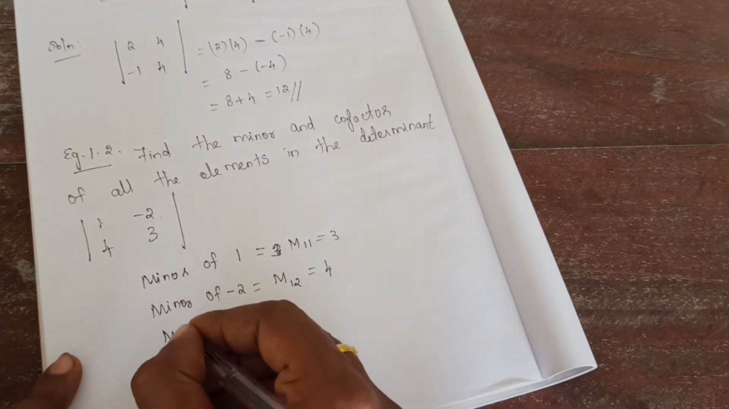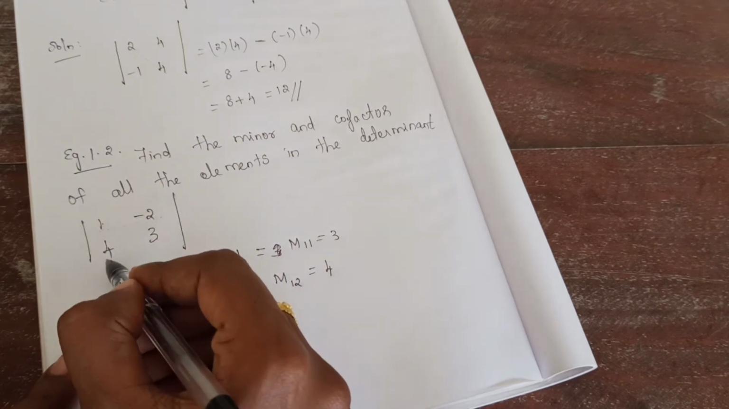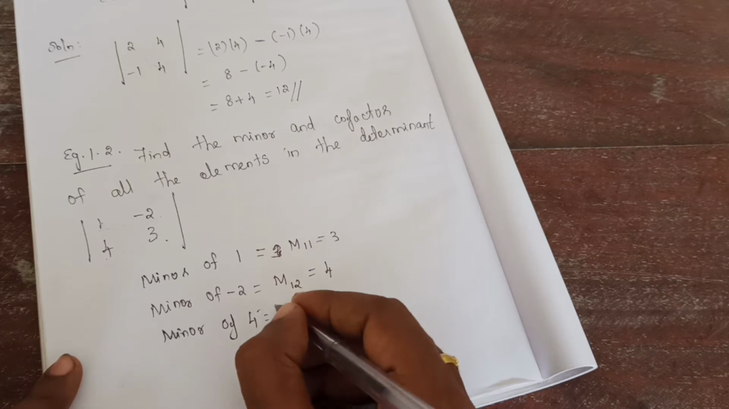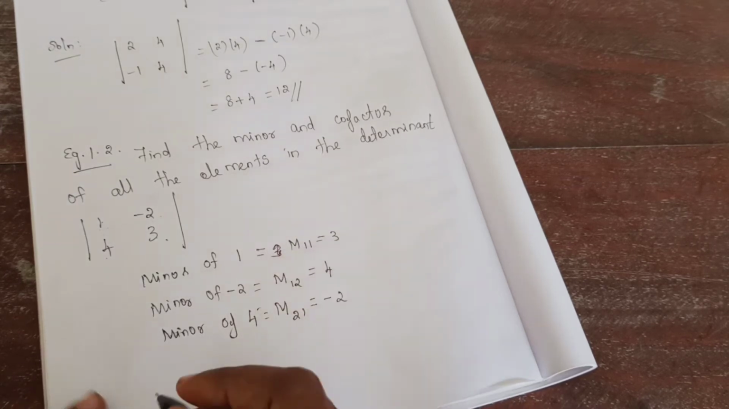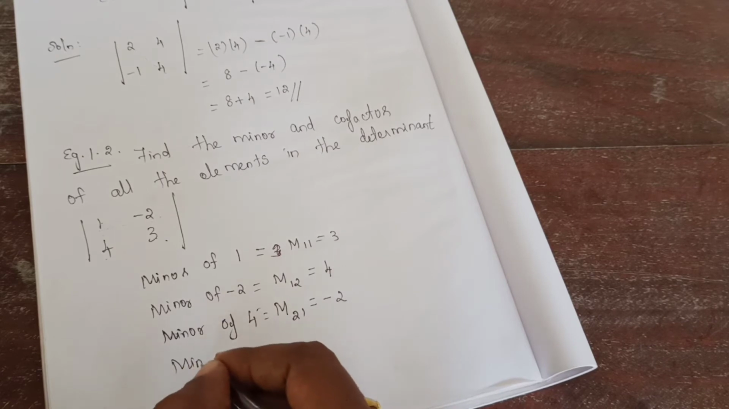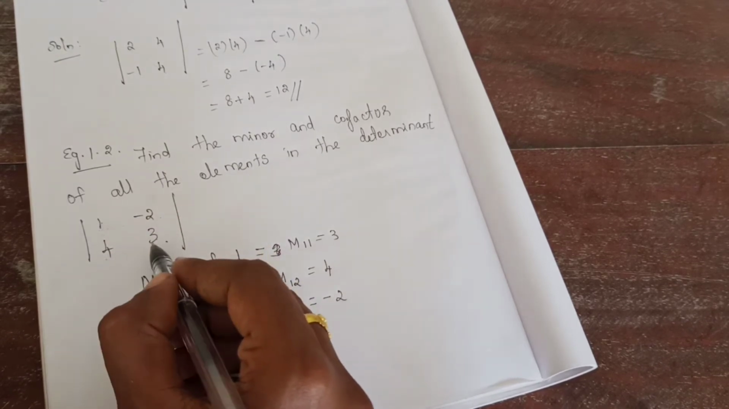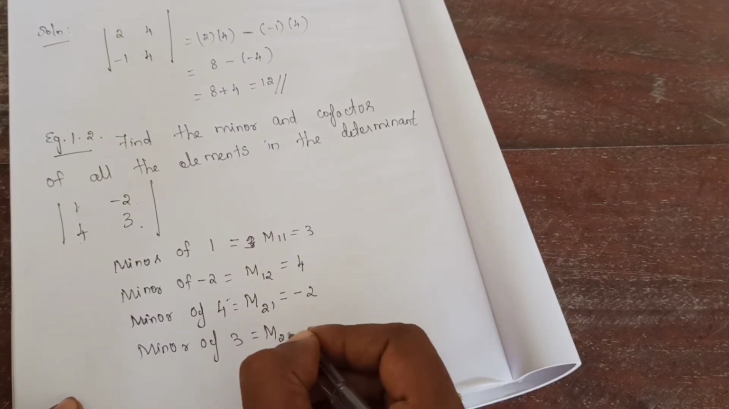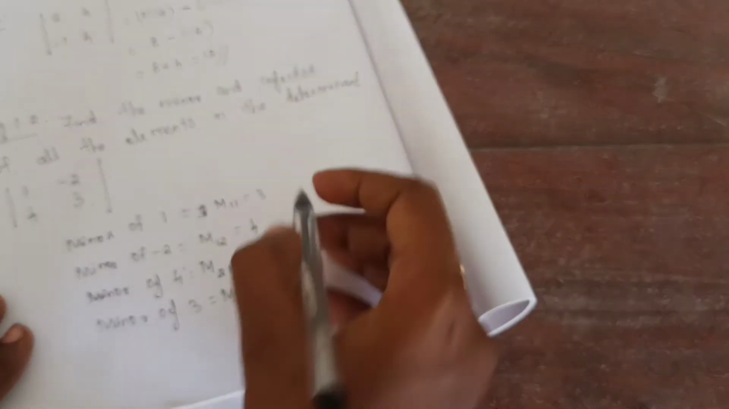Next, what will you find? The minor of 4. You cancel this row and this column, so m21 is equal to minus 2. Then next one, the minor of 3. The minor of 3 means you cancel this row and this column. What's the balance you will get? m22 equal to 1. Understand? Then you will find the cofactor.